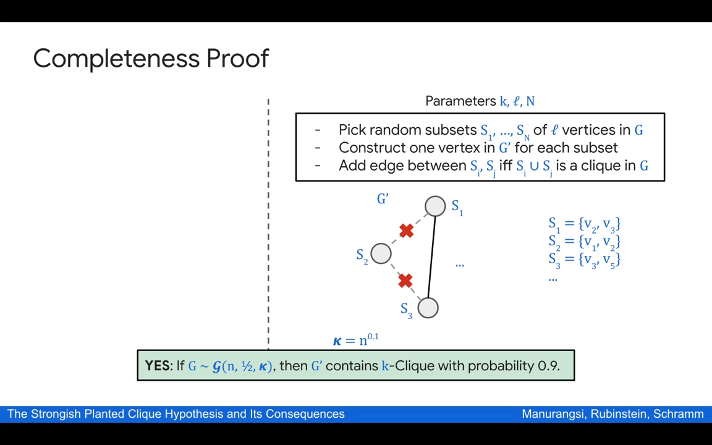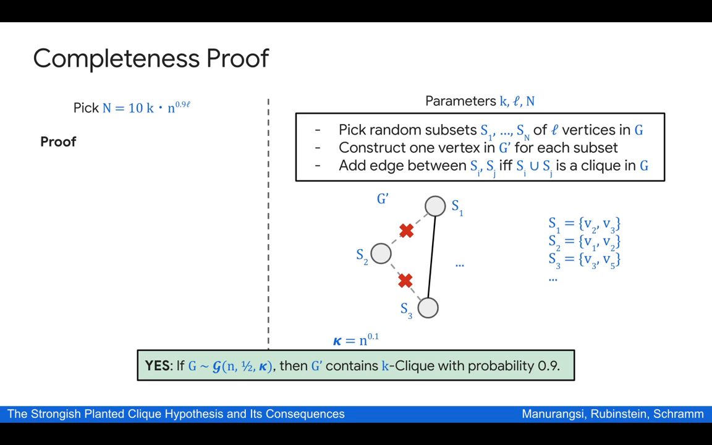So now let's prove the desired properties of our reduction, starting with the yes case. Here recall that G is drawn from the planted distribution, where the clique size kappa is n to the 0.1, and we want to show that with probability 0.9, G prime contains a K clique. Here we will pick the big N to be 10K times n to the 0.9 times L. Note that this is still n to the order of L, because our K will be very small.